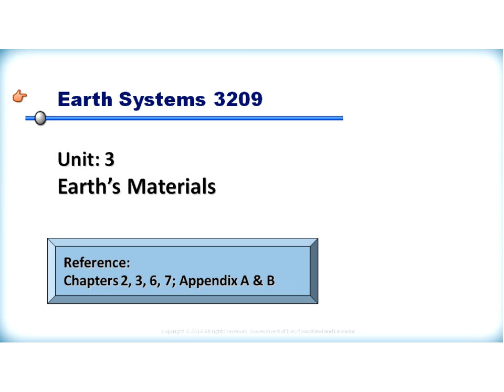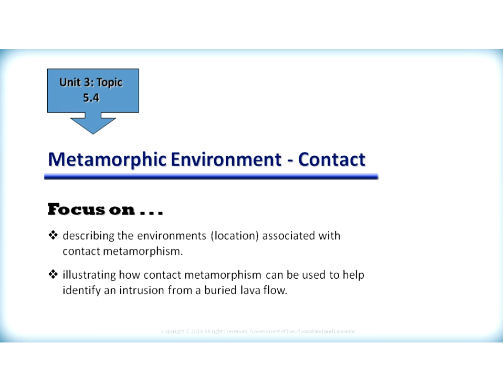Earth Systems 3209, Unit 3, Earth's Materials. Reference for this unit can be found in the textbook in Chapters 2, 3, 6, 7, Appendix A and Appendix B of the Curriculum Guide.